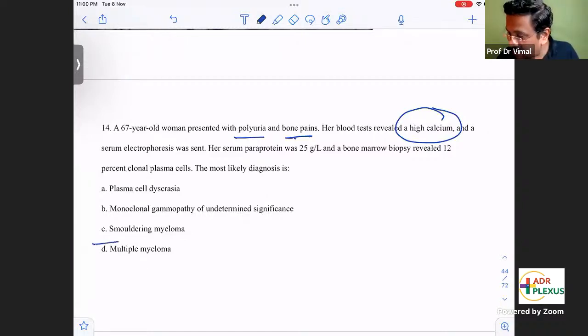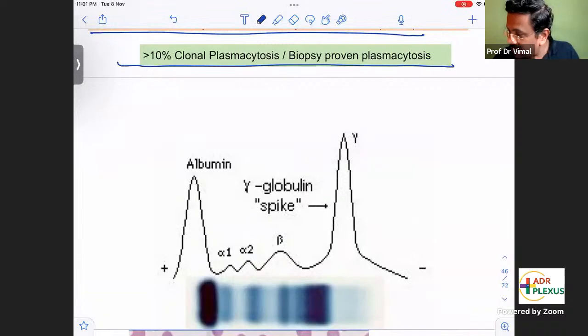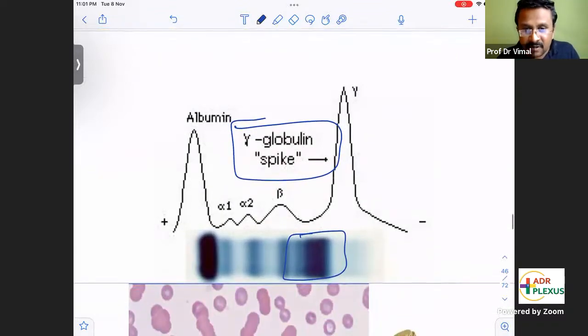So this is a case of multiple myeloma. Please remember, in multiple myeloma you will see a gamma globulin spike and an M band. In the electrophoresis you will see an M band, or the M protein. Very good, church spike pattern. And also please remember Bence-Jones protein.